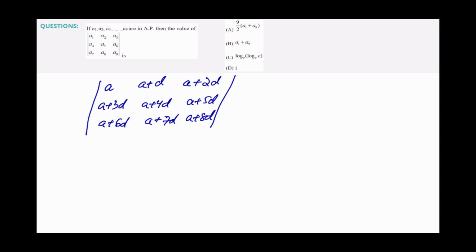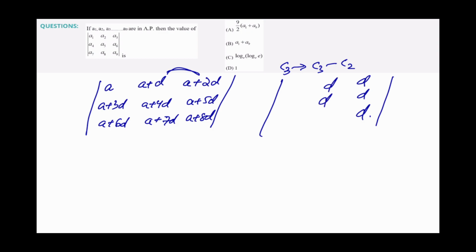Correct? Now we have to find the determinant value. We will try to sort it out, make it in simple form. If I add up, what am I getting, or if I subtract, what am I getting? By addition or subtraction, you can make it a very small one where you can expand very fast. So if I subtract these two, column 3 equals column 3 minus column 2, what will I get? D here, D here, D here. Now if I subtract here also, I get D, D, D. So the value is 0 here.